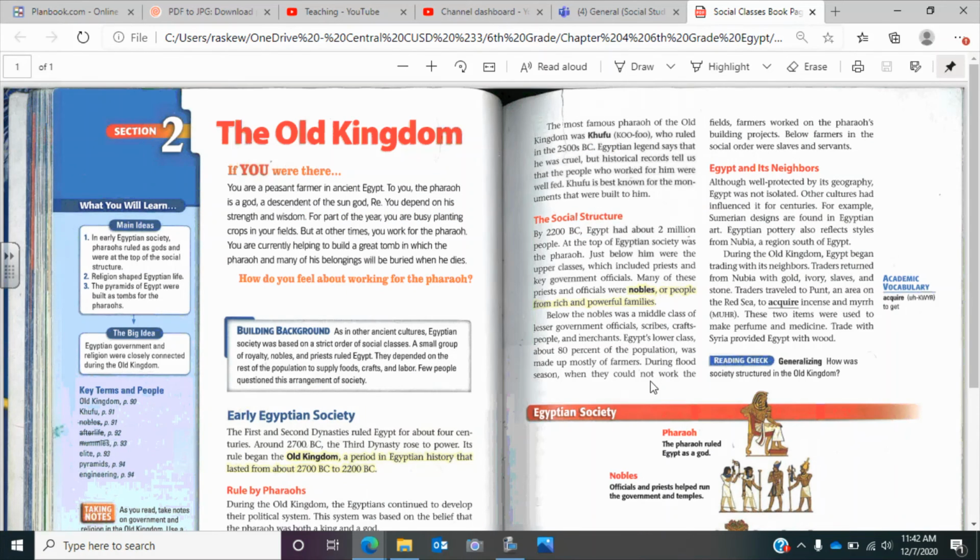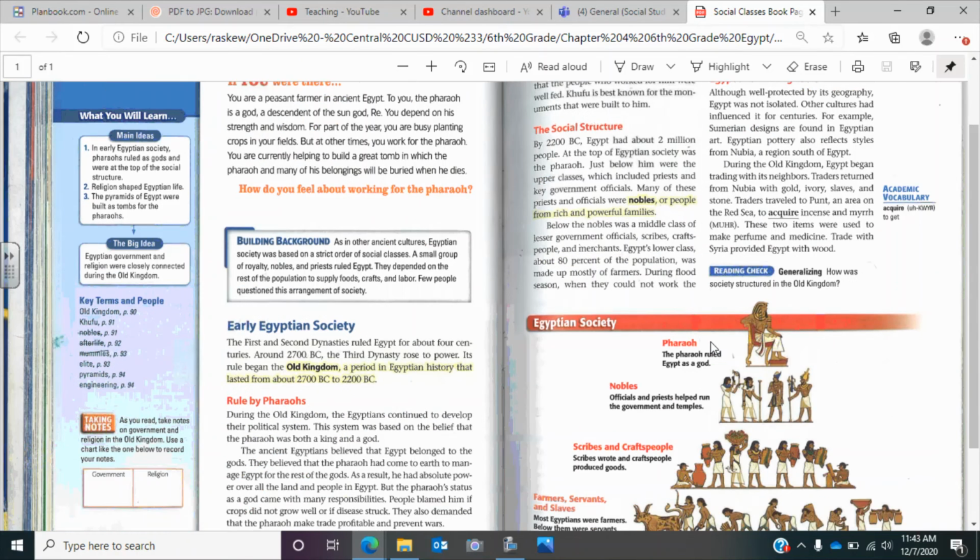And then just below them, the nobles, was the middle class of lesser government officials. So people who might be in charge of a small project but weren't really high up there in the decision making. Scribes, who, if you remember, were professional writers. Craftspeople, so people who made things, like the tools, the weapons, different things like that. And the merchants, like shop owners, traders, that kind of thing.